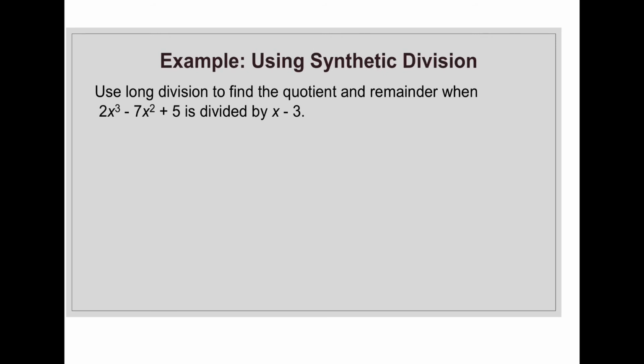Let's go ahead and do one more while we're doing this. So I'm going to take my dividend there, 2x to the third. So I have a 2, I have a minus 7, that's my x squared. I don't have an x term, so I'm going to put a 0 there. And then 5 is my 0 degree term. So third, second, first, and 0. I just want to make sure I didn't miss anything.